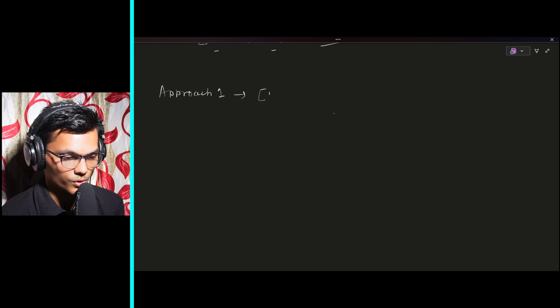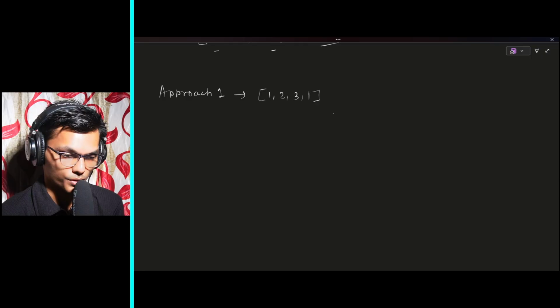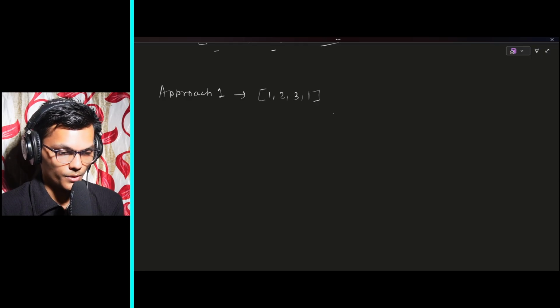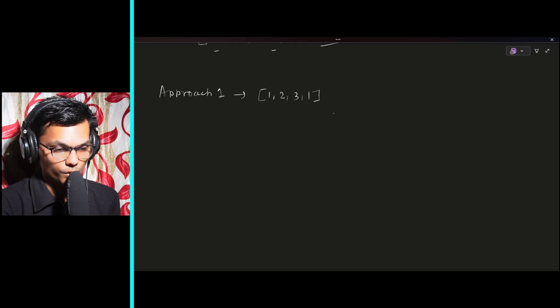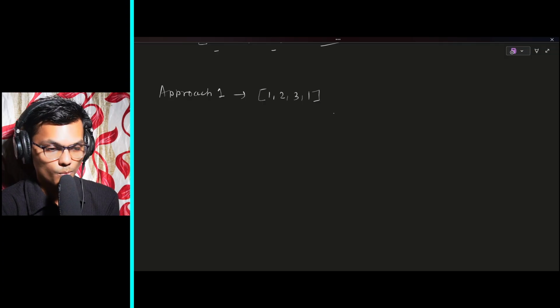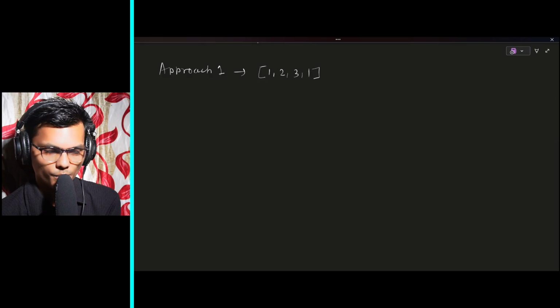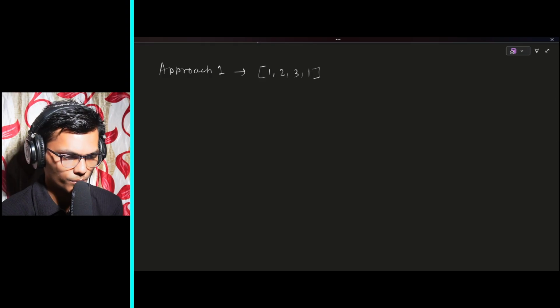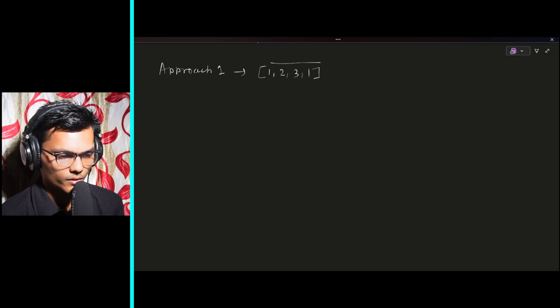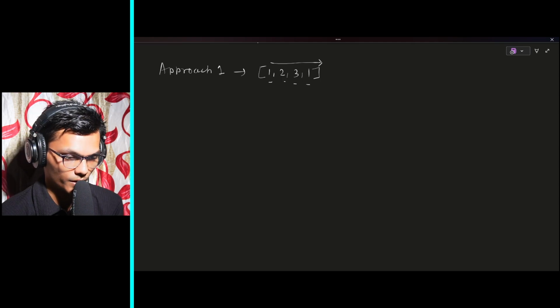So in approach 1, suppose this is our array 1, 2, 3, 1. How can we come up with the solution? We can obviously see that 1 is repeating 2 times, so this array contains duplicate, and our final output will be true, correct? This is the very simple solution that I can think of right now. Suppose I run a loop. This loop will traverse all the elements present in our array. It will go from 1 to 2 to 3 to 1, right?